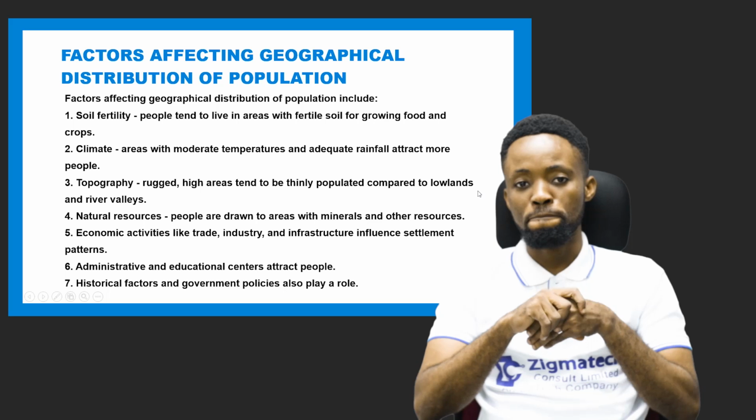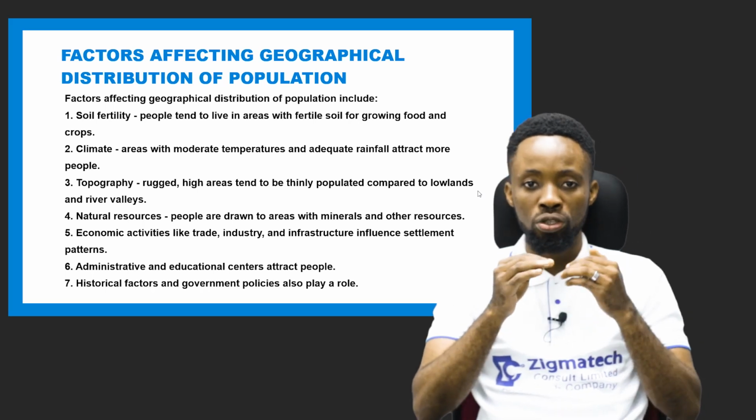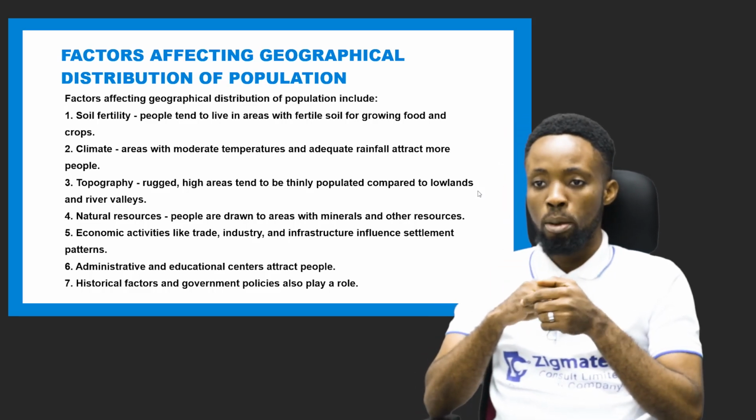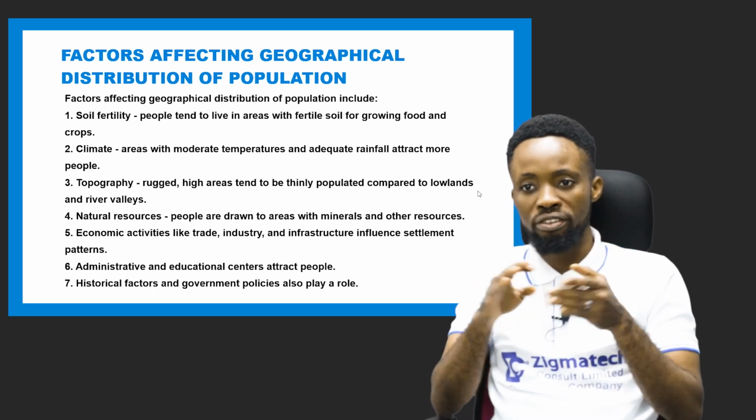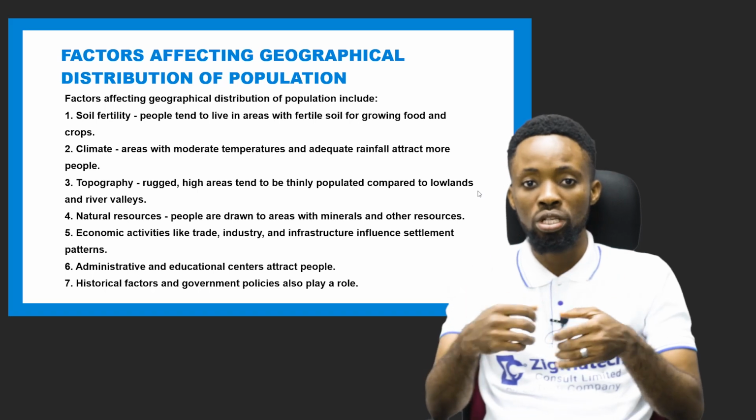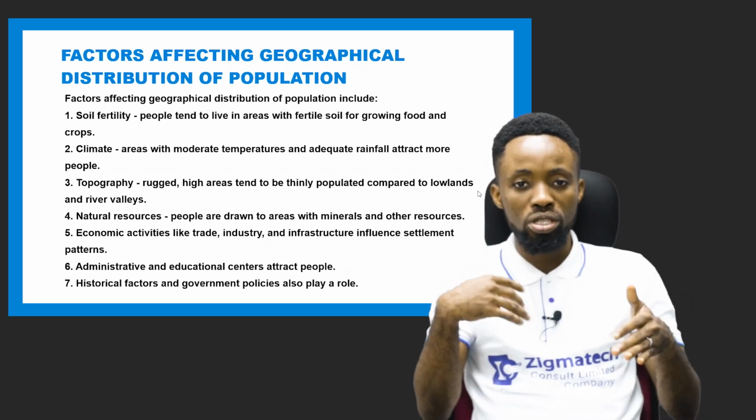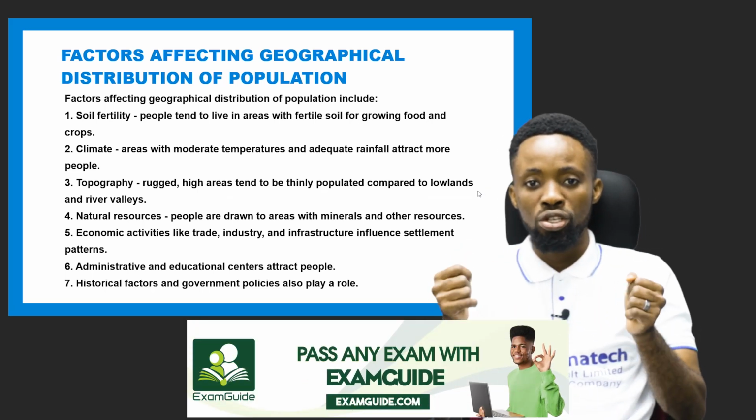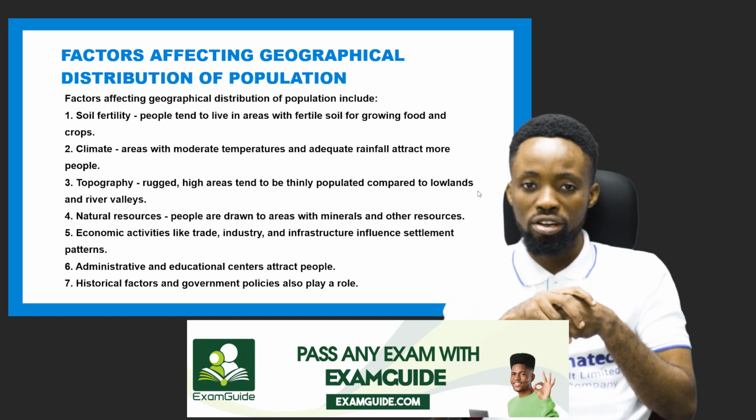Now, what are the factors affecting the geographical distribution of population? So the first factor is soil fertility. People tend to live in places where the soil is fertile and the conditions for growing plants and rearing animals are good. When we have places in the country where people can plant cash crops and food crops, people can venture into agriculture and make a whole lot of money, you tend to have a larger number of people moving towards such a geographical area.